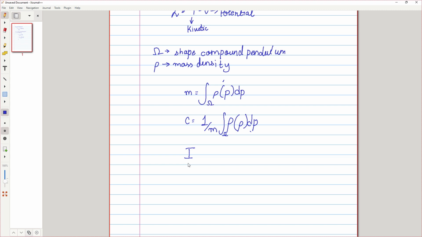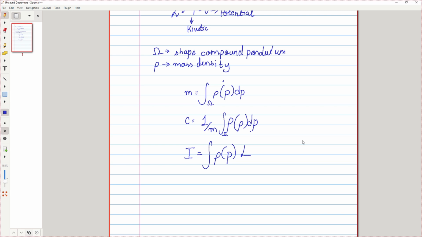Now the difference between a bob-and-string pendulum and a compound pendulum is the moment of inertia. Here we need to consider the moment of inertia from a point mass on the pendulum. We take the integration over rho, the mass density, and L, where L is the length of the point mass from the point of origin.